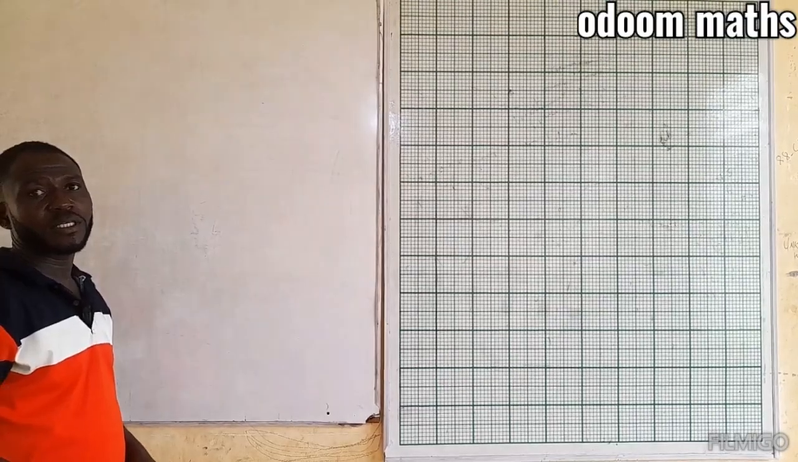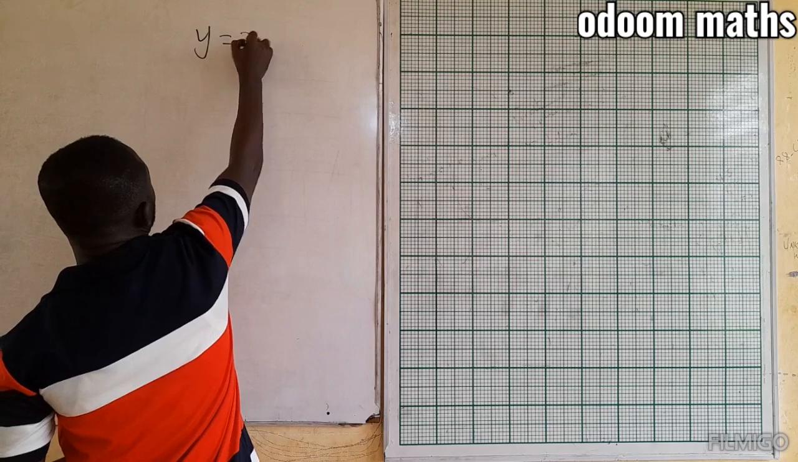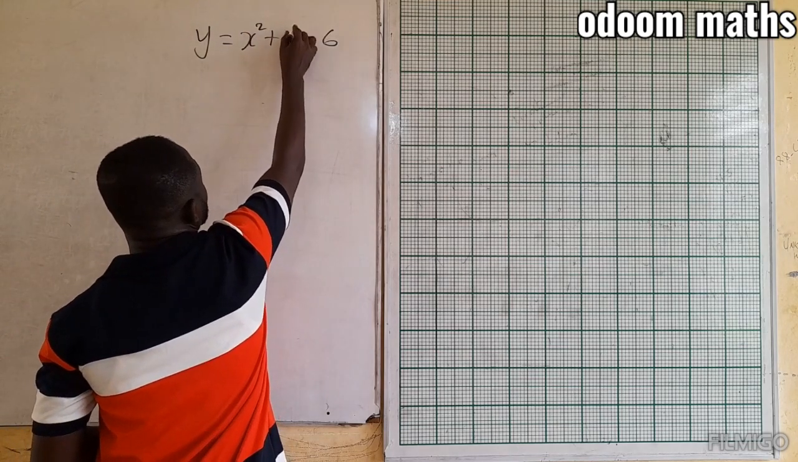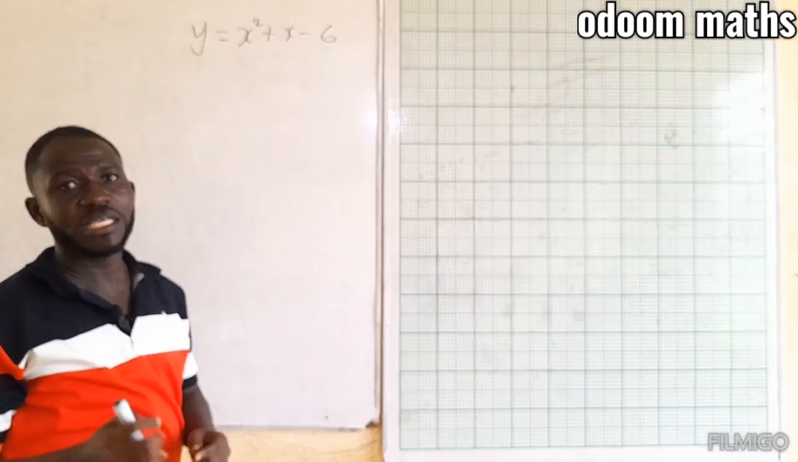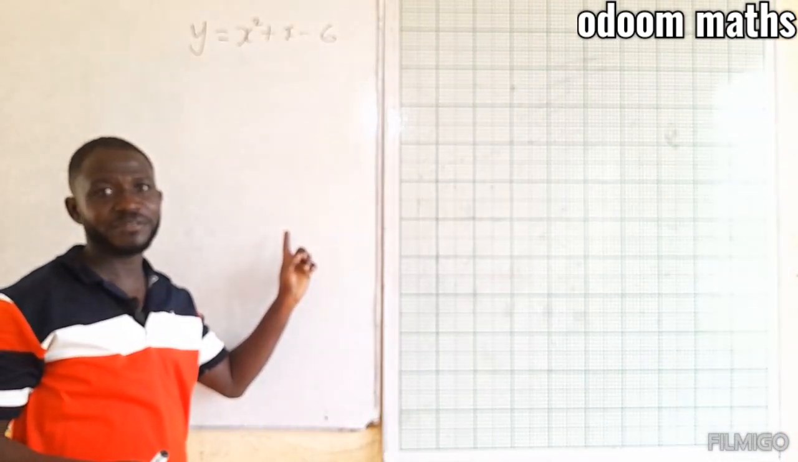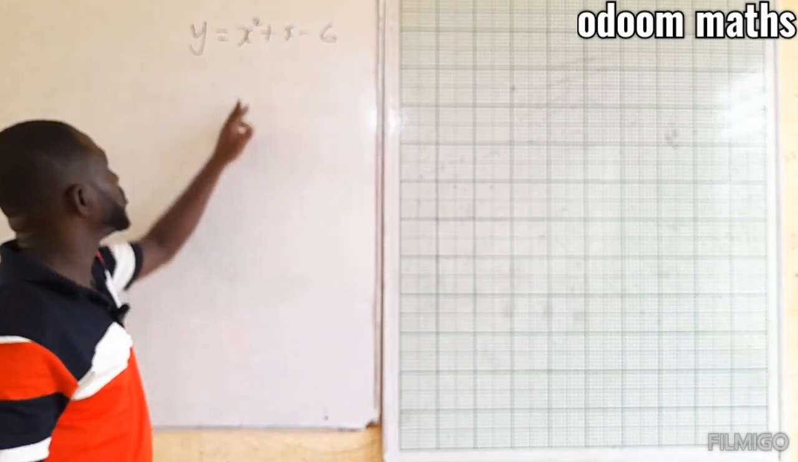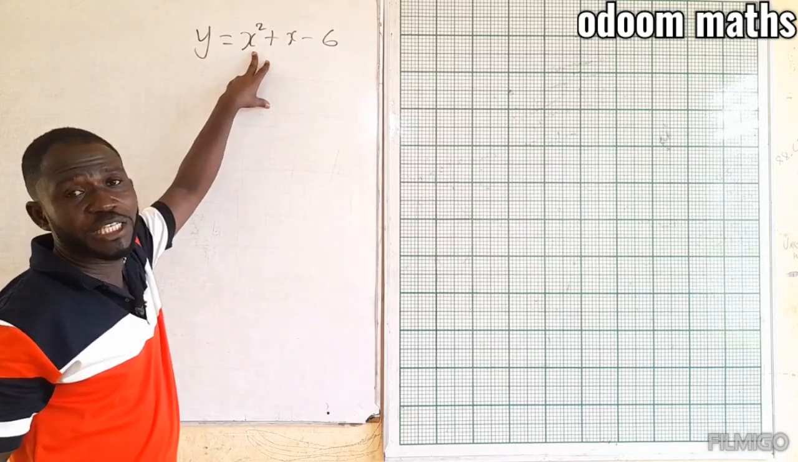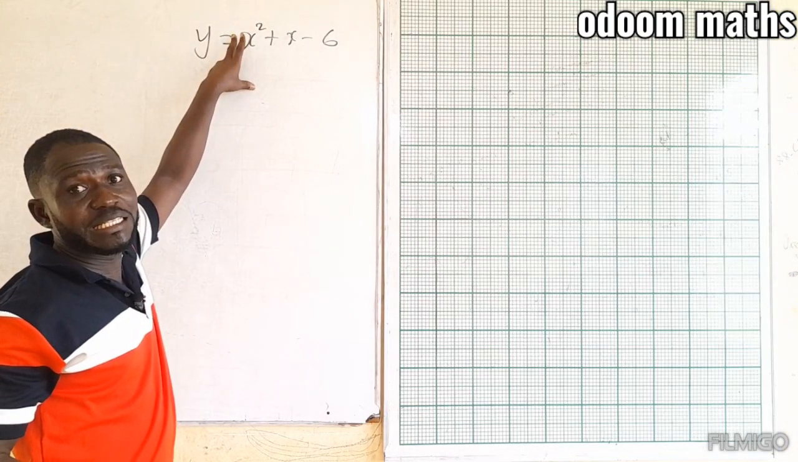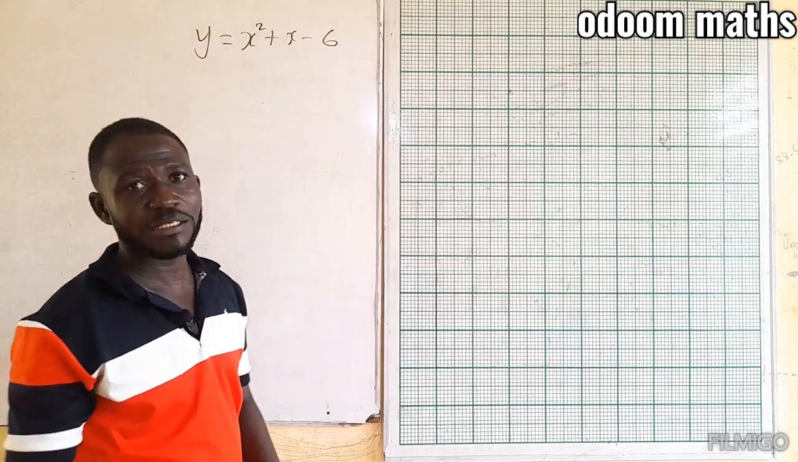Okay. So the relation is y is equal to x squared plus x minus 6. Let me ask this question. Is it going to be a U-shaped graph or an N-shaped graph? You can pause and think. So this is going to be a U-shaped graph because this is +1, which is greater than 0. Okay. Now let's plot.